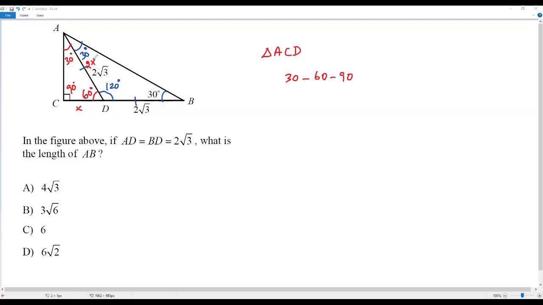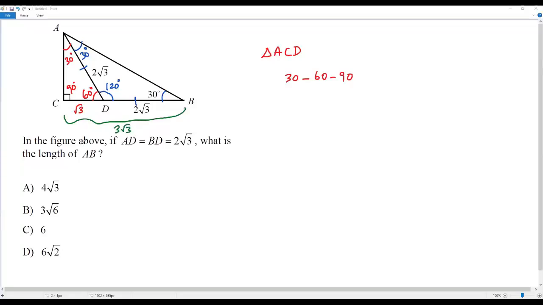But we got 2x over here. So comparing this 2x and 2 times square root of 3, we get x equals square root of 3. So here we can write square root of 3. So what is the length of BC now? To get the length of BC, we have to add the length of CD and the length of DB. When I add square root of 3 and 2 times square root of 3, I'm getting 3 times square root of 3. So the length of BC is 3 times square root of 3.